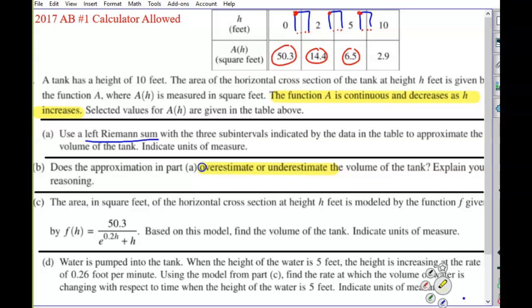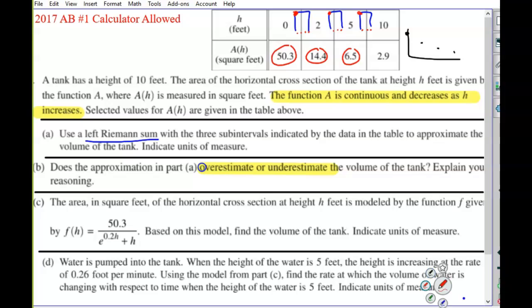If you wrote this sentence down right here that I just highlighted, that's your explanation. But let's show why that's the case. If I was to graph this, which I'm not really going to, but I have a spot up here at 50.3, and then I go down to 14, 6, and 2, something like that. But you can see that that function is decreasing as the height increases.